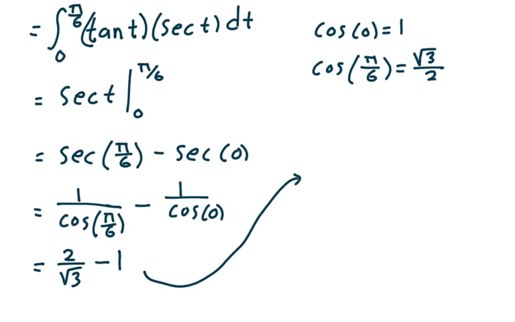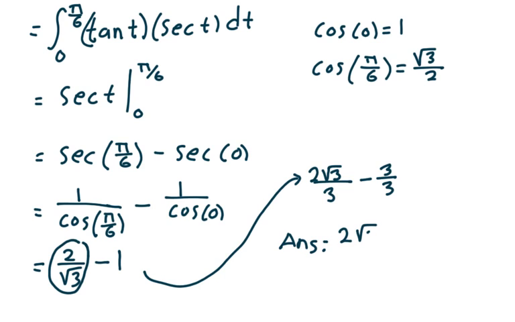Now, your teacher will probably want you to simplify, so I'm going to rationalize the denominator here. And so I'm going to write this as 2 square root of 3 divided by 3. So all I did was multiply the numerator and denominator by square root of 3. And I'm going to subtract 3 over 3. 3 divided by 3 is 1. So the answer here to problem number 63 is 2 square root of 3 minus 3, divided by 3.